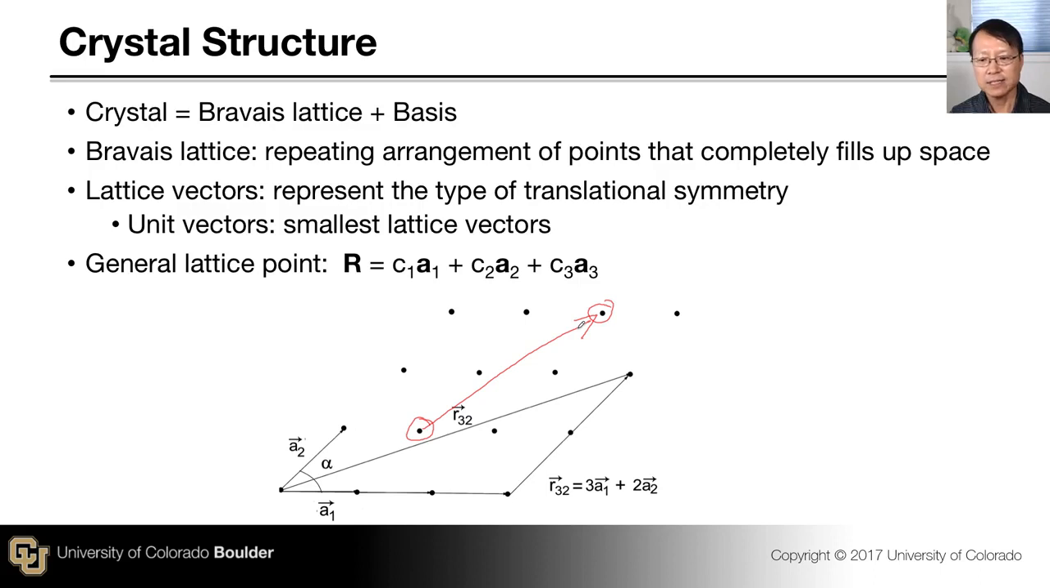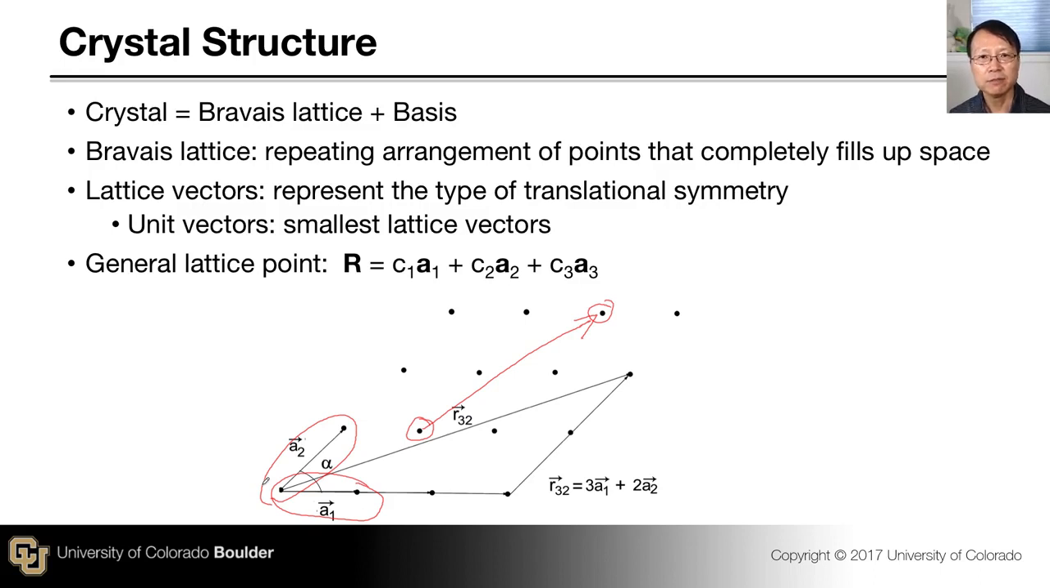And if you translate this entire lattice by this lattice vector, then you will see that the original Bravais lattice maps onto itself. So this lattice vector represents a translational operation which keeps the lattice invariant. And that's the translational symmetry that we're talking about here. Now, the smallest of these lattice vectors are called unit vectors. So in this example here, there are two unit vectors, A1 and A2. We have two unit vectors because this example is a 2D Bravais lattice. If you have a 3D lattice, then you would have three independent unit vectors.